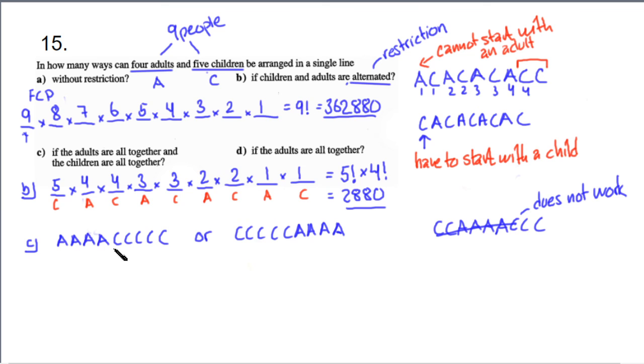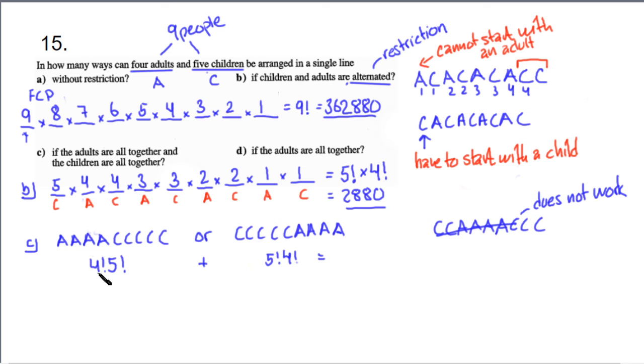We already know from question B that the 4 adults in a row here is going to be 4 factorial, and the 5 children together here is going to be times 5 factorial. I said 4 factorial, but I wrote 5 factorial, so let's fix that. It should be 4 factorial times 5 factorial, or means plus, and here we would have 5 factorial times 4 factorial.